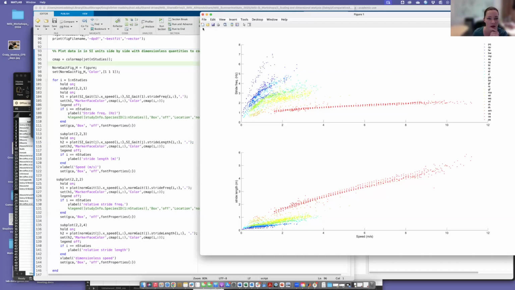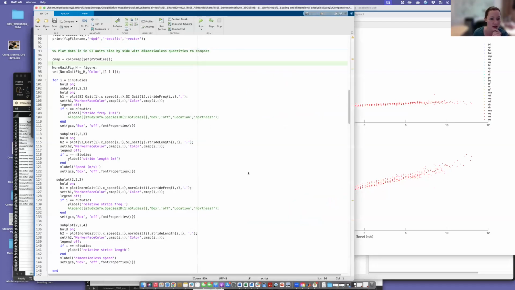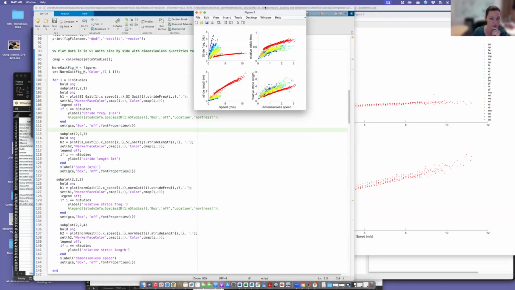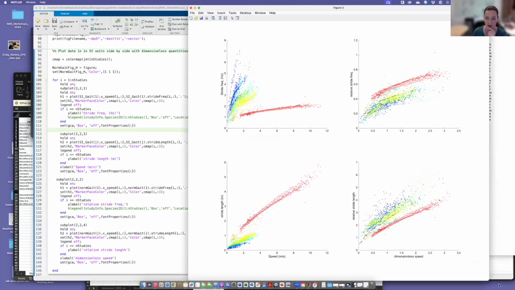Okay, so I'm going to run it, and we'll see how it does. Can you see the graph?